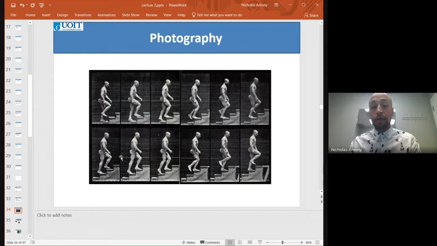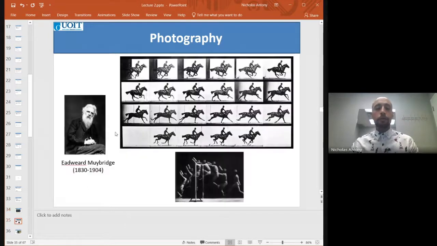It first started off with photography, right? So here's an example of way back in the day, someone figured out how to do multiple shots. So they could look at what the movement of the body would look like. This is an example of someone going up the stairs. It slows down movement, because up to this point it was just visual, right? This is 1900. This guy developed this technology to take multiple frames.